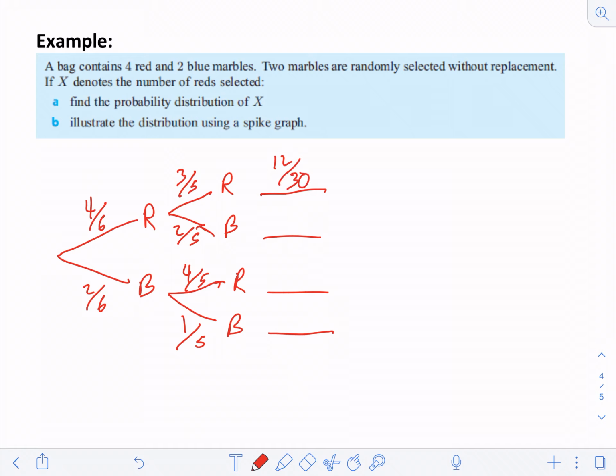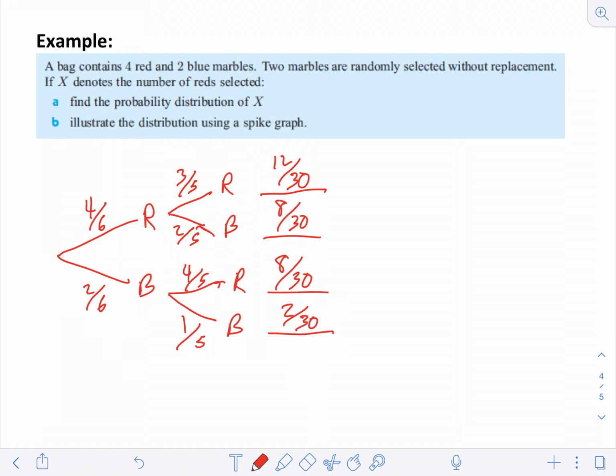right? And then what's the probability? The next one is going to be 8 over 30. And the next one is also going to be 8 over 30. And the last one is going to be 2 out of 30, right? And again, when I multiply each of those branches together.